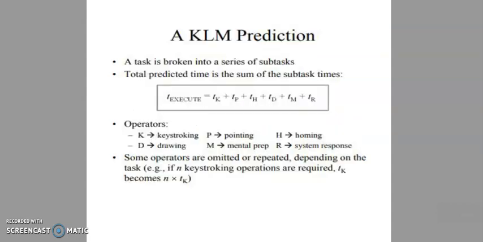A KLM prediction: a task is broken into a series of subtasks. The total predicted time is the sum of the subtasks as given in the box. The operators are K is keystroking, P is pointing, H is homing, D is drawing, M is mental, and R is system response.